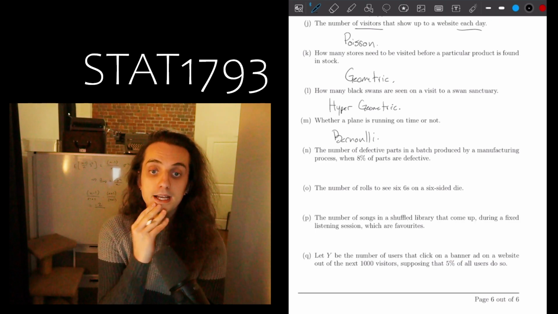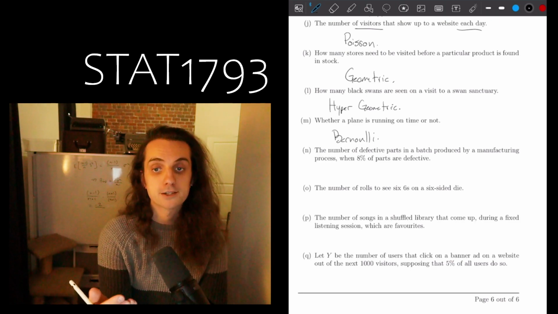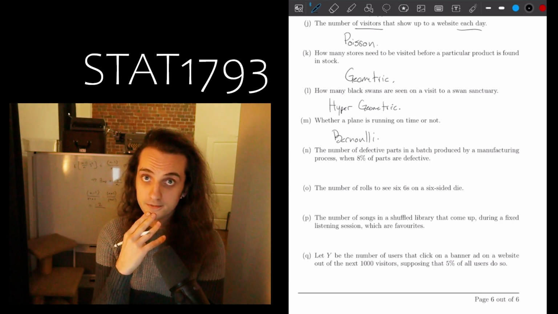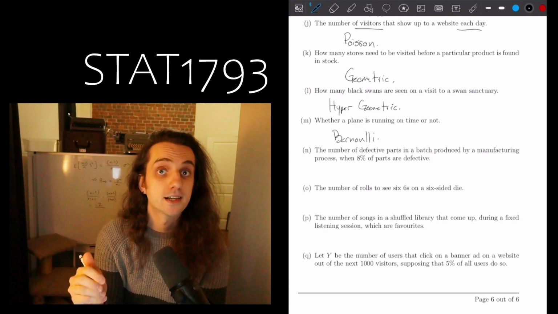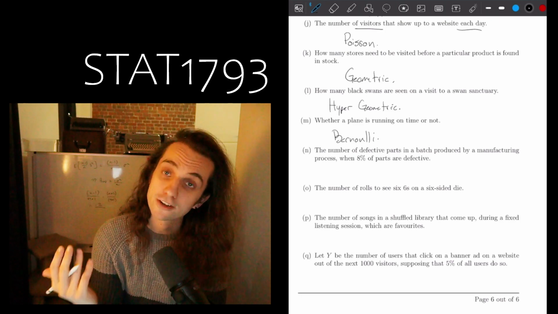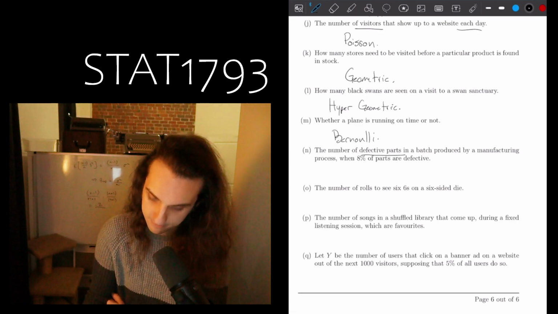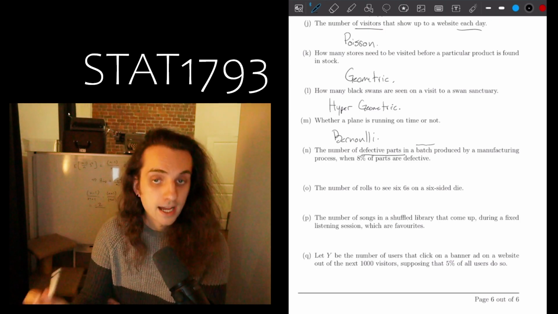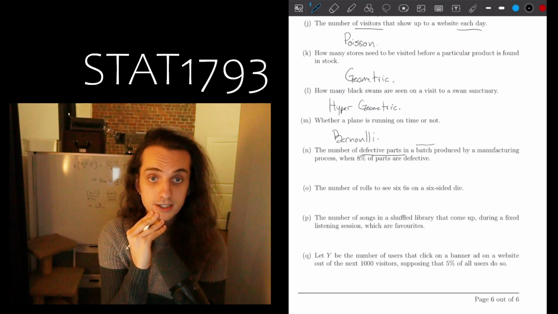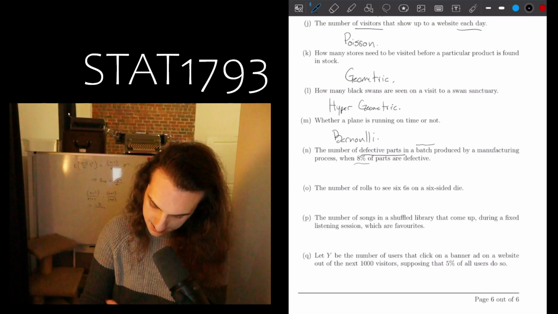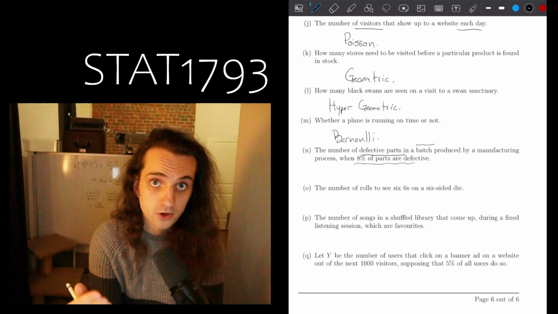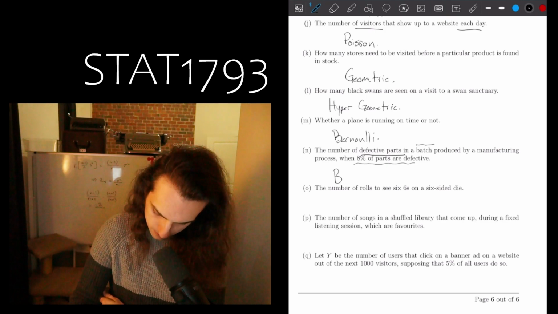The number of defective parts in a batch produced by a manufacturing process when 8% of all parts are defective. This is going to be counting up how many successes we have, where here a success is there being a defective part, in some fixed number of trials, where the number of trials is how many parts are in this batch, right? Constant probability of success. And so what we're thinking about, counting number of successes, fixed number of trials, we always think binomial.